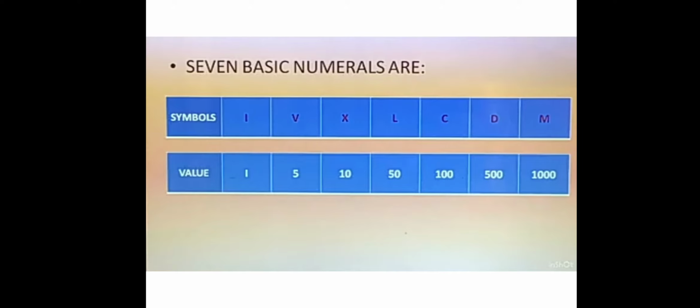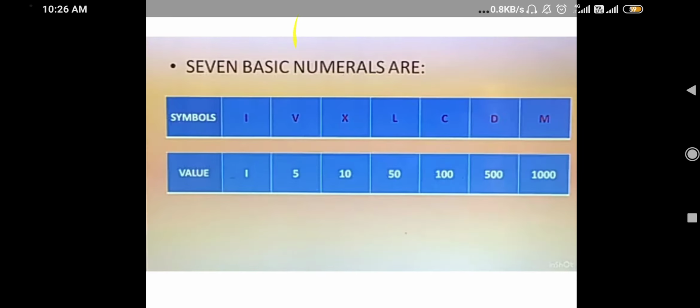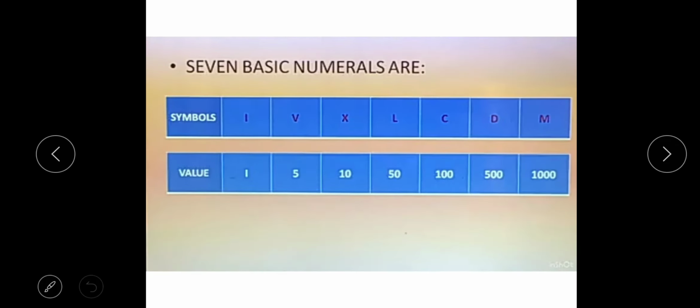So I represents value 1. V represents value 5. X represents value 10. L represents value 50. C represents value 100. D represents value 500. And M represents value 1000. So you now see the symbols and their values. Then, next, let's jump to the next part.